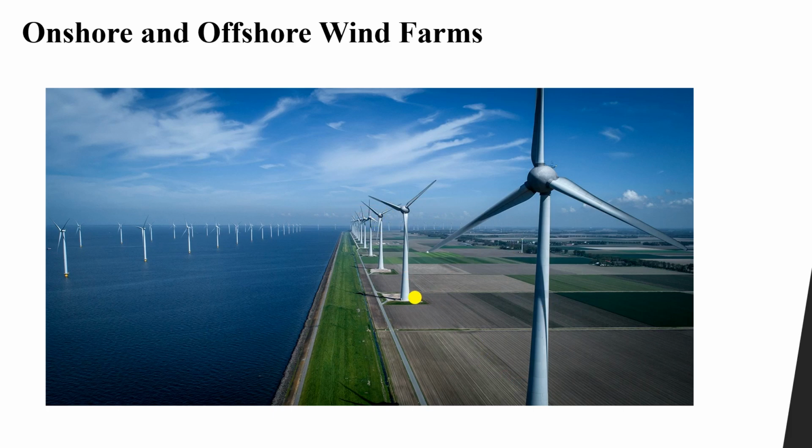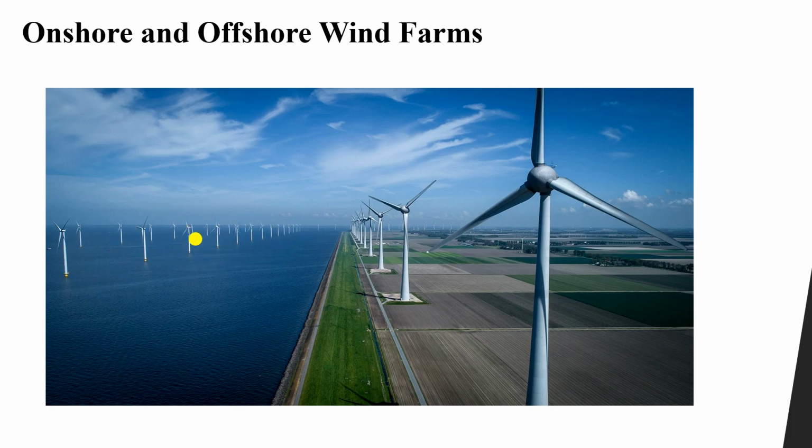Since they are on land, mountains or hills, they are called onshore wind farms. Onshore means they are on land, and offshore means they are in the sea. You can see here an offshore farm, which is in the sea.